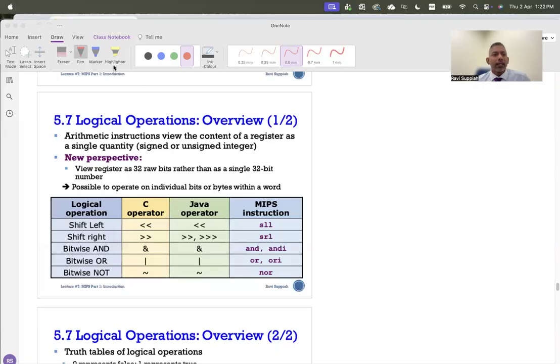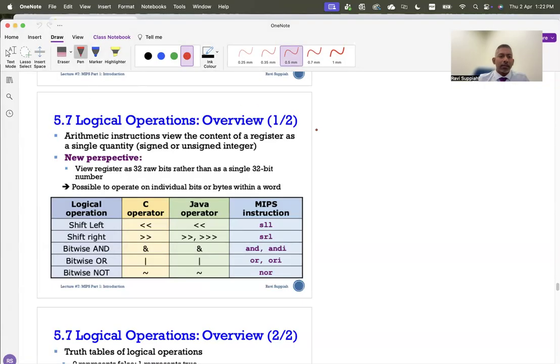Hi. So let me continue on the MIPS that we were discussing last. We have gone through the arithmetic operations, and now I want to go through the logical operations. So what are logical operations? Basically, all your logic gates that you have studied before.